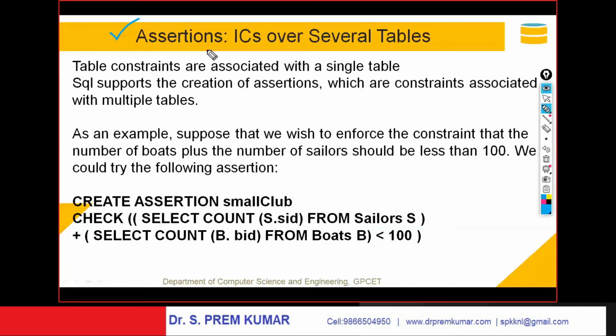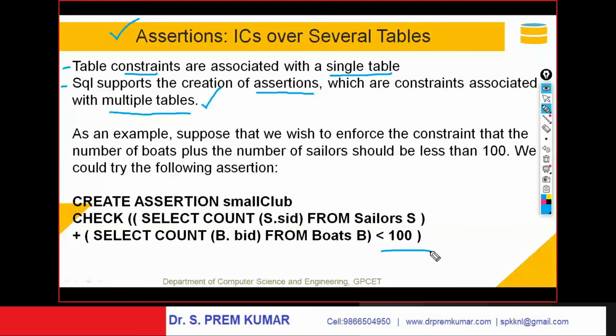SQL supports the creation of assertions, which are the constraints associated with multiple tables. If you create it on a single table, that is called a table constraint. But coming to assertions, the beauty of assertions is that on multiple tables you can create the conditions. You can apply conditions on multiple tables, which is called assertions. For example, the number of sailors and number of boats put together should be less than 100.